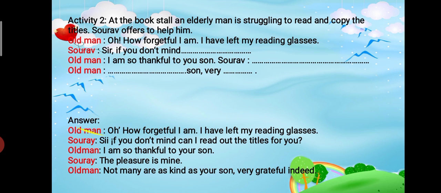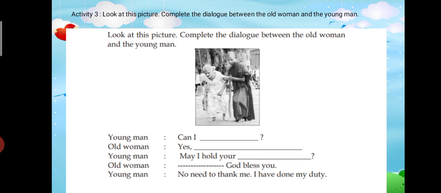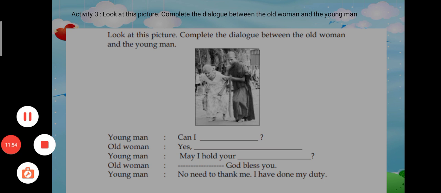Next. Activity number 3. Here there is a picture given to you. Look at this picture and complete the dialogue between the old woman and the young man. What is happening in the picture? The old woman may be struggling to cross the road and the young man is offering his help. He himself goes and offers his help. Let us see the conversation between them.